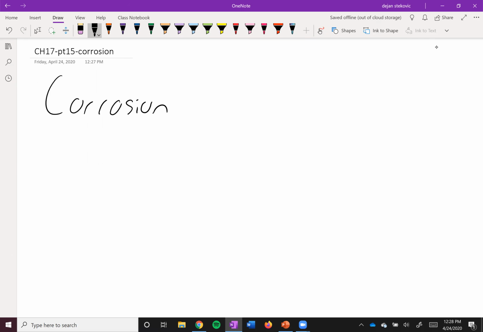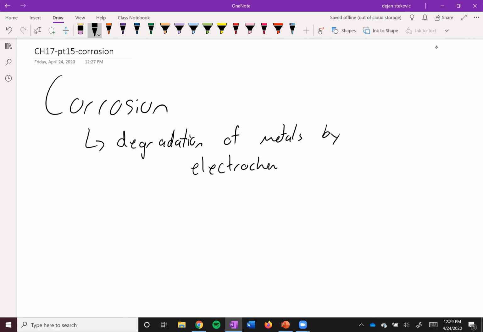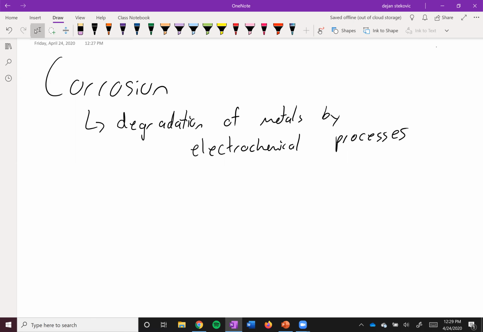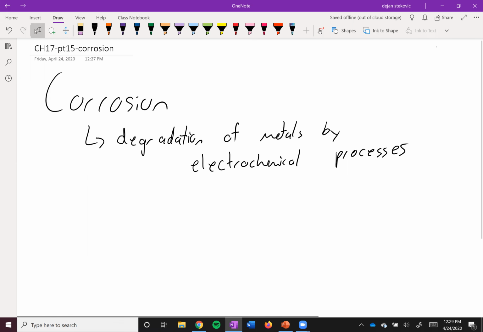All right, so another thing explained by electrochemistry is corrosion. And so corrosion is defined as the degradation of metals by electrochemical processes. And so this is something that costs countries and businesses millions and billions of dollars.